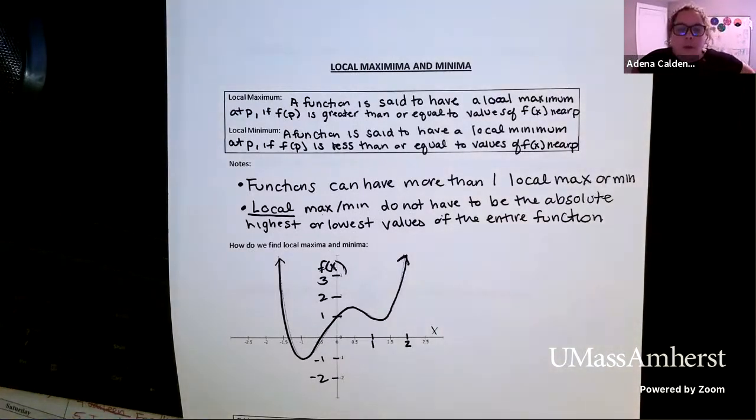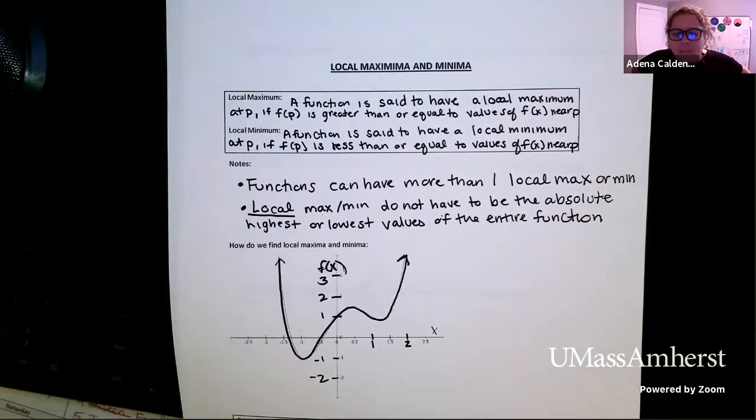For a local maximum, we say a function has a local max at some point P if f of P is greater than or equal to values near P. So this idea of near a point is going to become important to us. And a local minimum is the same. A function is said to have a local minimum at P if f of P is less than or equal to values of f of x near P. So this idea of nearness is going to be important.